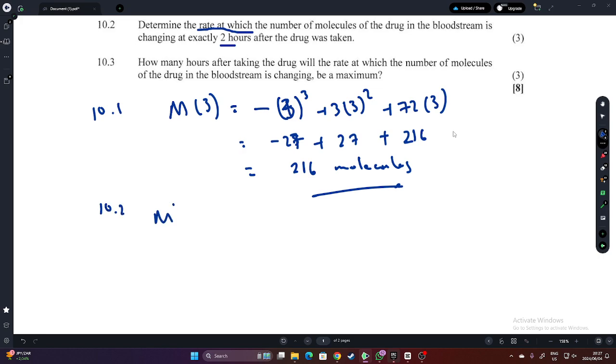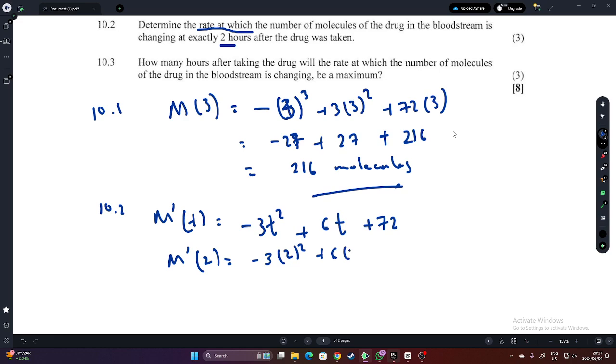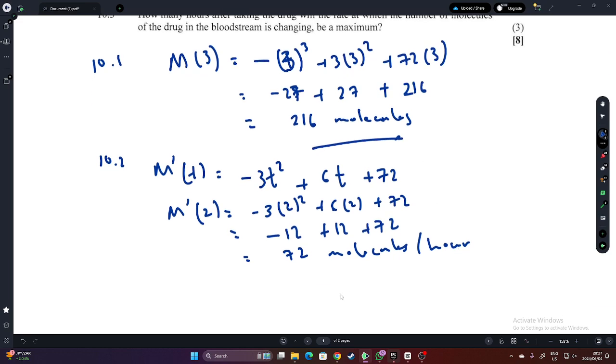So m prime of t would be equal to negative 3t squared plus 6t plus 72. And they want to know this value when t is equal to 2. And this would then give us negative 12 plus 12 plus 72, which is 72 molecules per hour.